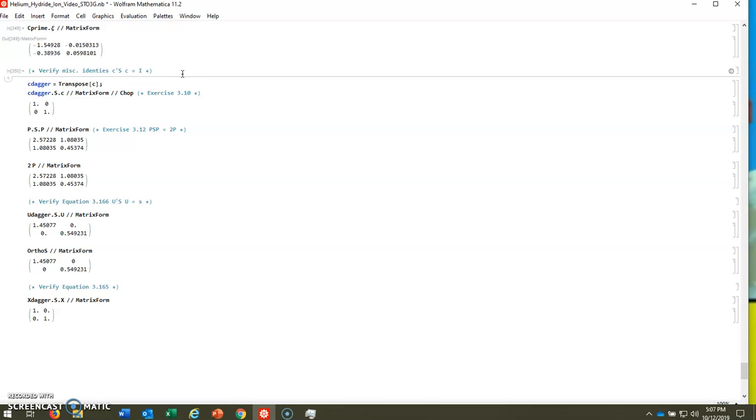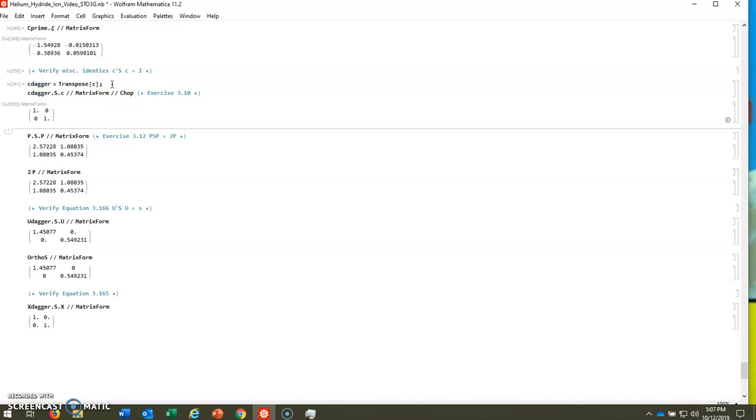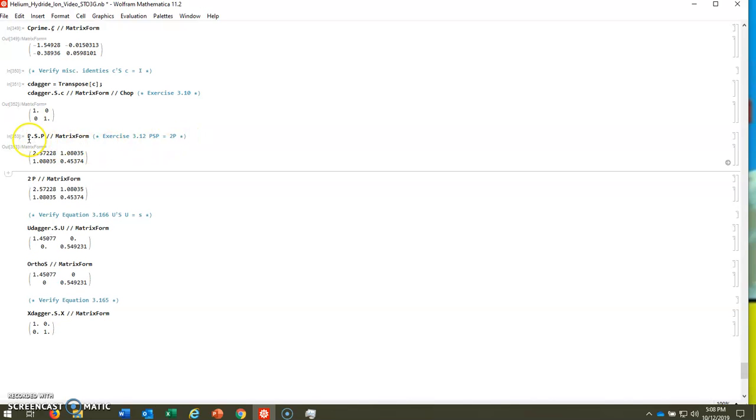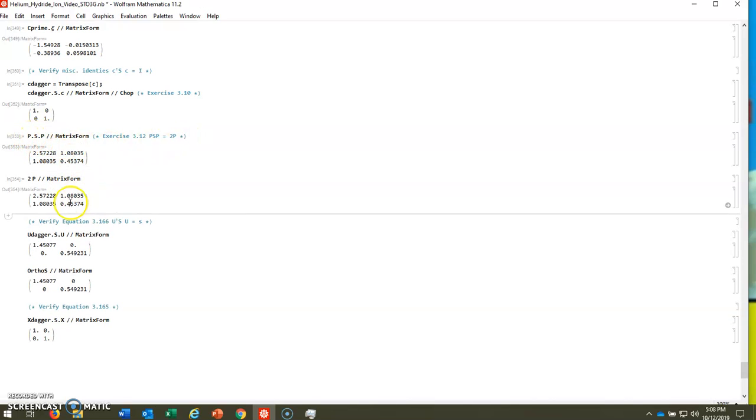C dagger times overlap matrix times C should give me the identity matrix. So yes, indeed, I am, according to equation 3.10. 3.12 says density matrix times overlap matrix times density matrix should give me 2 times the density matrix. That's also something I'd kind of like to prove sometime, but I haven't proved it at this point. I'm just checking to see if I did. So there's P times S times P, and there's 2 times P, and yes, they do agree. PSP does equal 2P, so encouraging to see that.